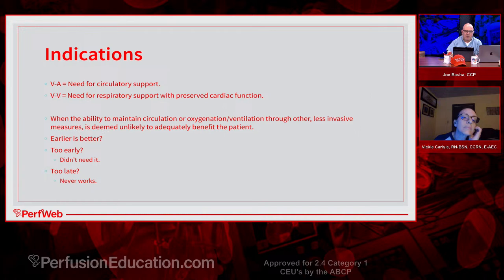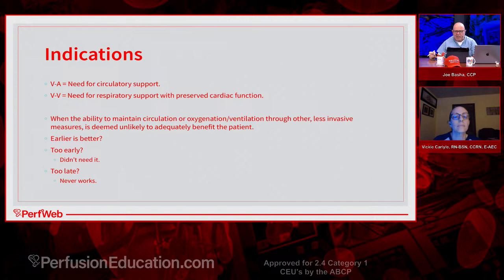And this is when the ability to maintain circulation or oxygenation and ventilation, CO2 clearance, through other less invasive measures is deemed unlikely to adequately benefit the patient, whether that be invasive ventilation, so intubation, mechanical ventilation, nitric oxide, Flolan, pressors, inotropes, Primacor. We go on and on and on down the list. But what I have found, and I think the data is conclusive, is that earlier intervention is better. You will have better outcomes.